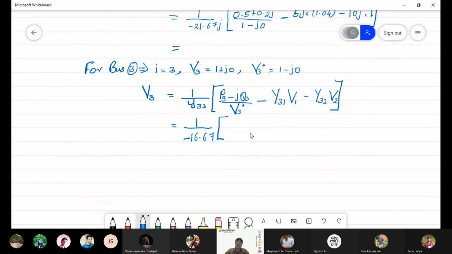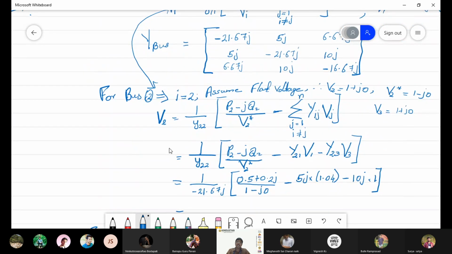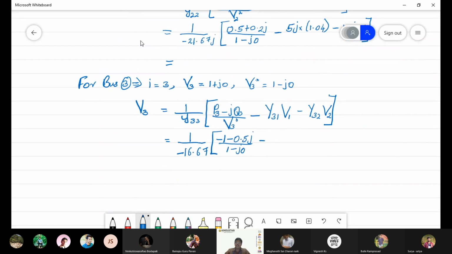So here, what is the P3 value? That is minus 1, minus jQ3, whose value is 0.5. Therefore, I can write 0.5j, right? Divided by V3 star, we know that, 1 minus j0, this is the assumed value, minus Y31, right? You can check what Y31 is in the Y bus. Y31 value you can see is 6.67j, right? So you can substitute that value here. Y31 value is 6.67j.